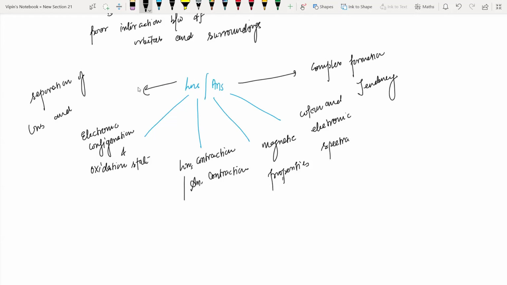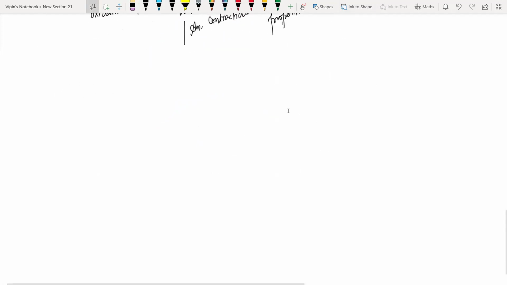lanthanides and actinides, mainly in case of lanthanides, because actinides are radioactive in nature, so they are formed by radioactive decay, and it is very difficult to separate the actinides. Lanthanides, except promethium, are stable. Therefore, it is easier to separate lanthanides as compared to actinides. Now we will start with the electronic configuration and oxidation state. Firstly, we will learn about the lanthanides, then the actinides.